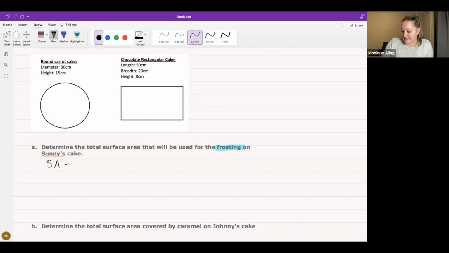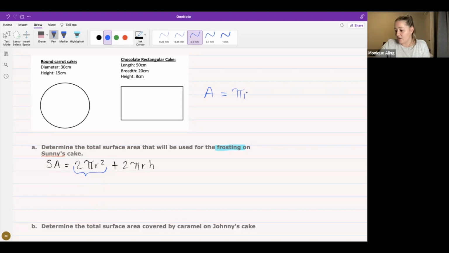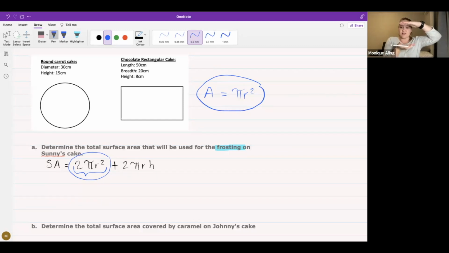Surface area of a cylinder is 2 pi r squared plus 2 pi r times height. So I'm just going to quickly break this down for you. This part of my formula is the area of two circles. Remember, area of a circle is pi r squared. Can you see this part of my formula says 2 pi r squared? So that's us working out the area of the top and the area of the bottom of my cylinder.